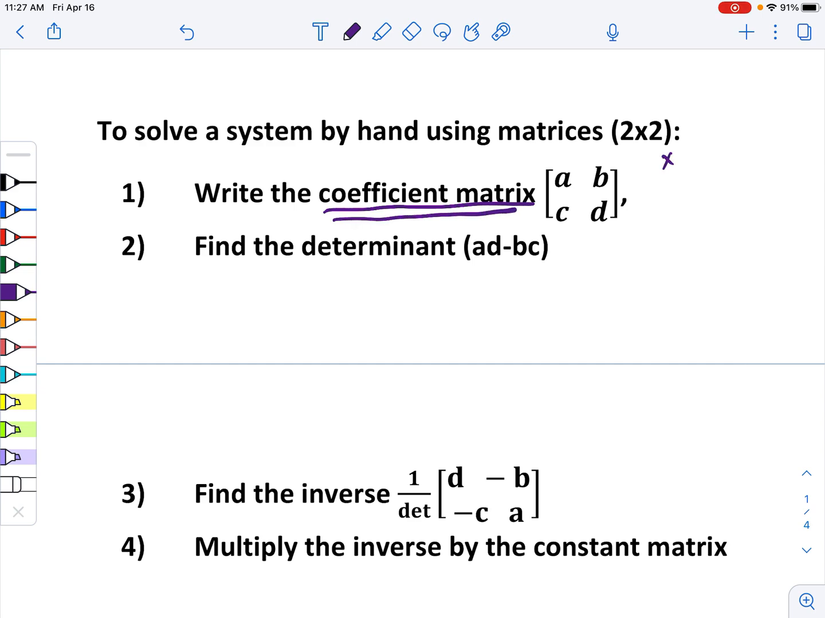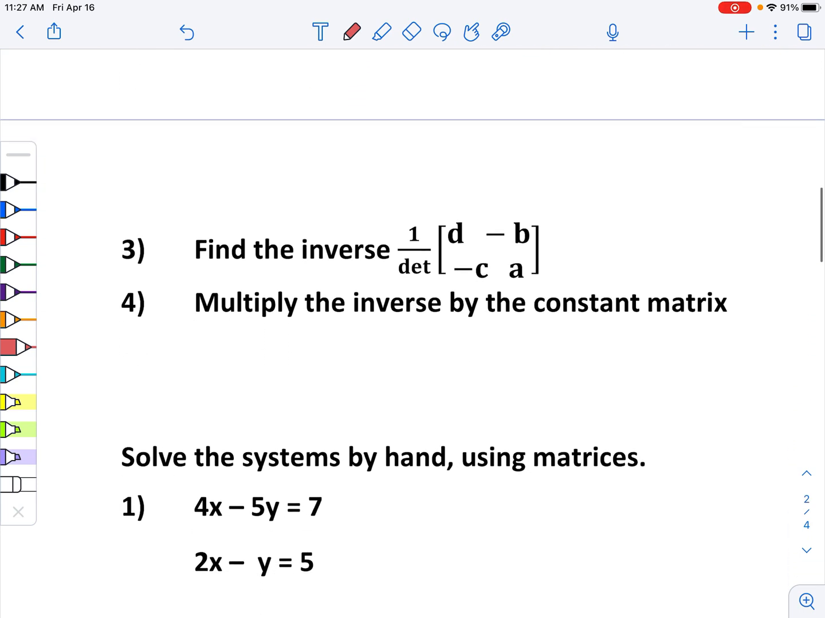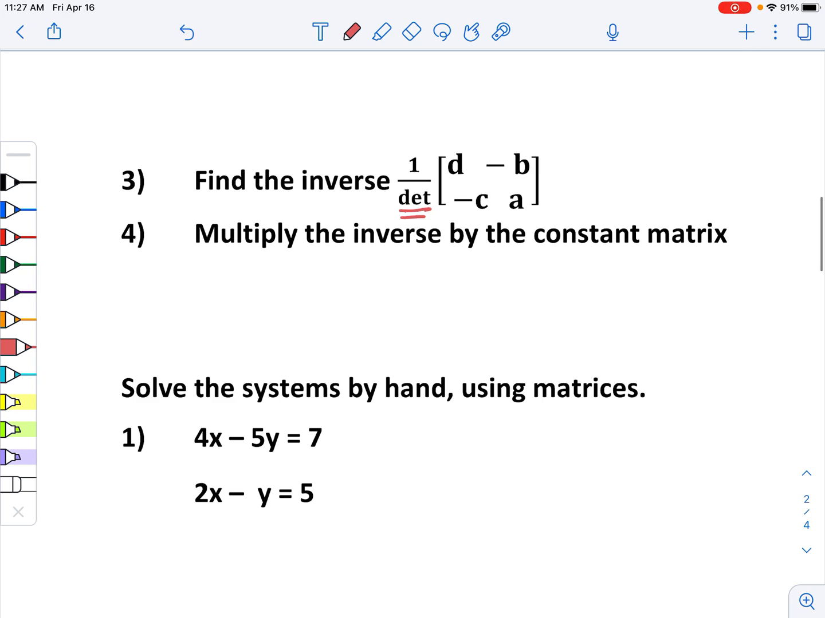Okay, key thing here is all equations should be in standard form. After that, we're going to find the determinant. Then we're going to find the inverse. But for the inverse, we take the determinant, and then we rearrange our values in the matrix to make it the inverse. And then we're going to multiply the inverse by the constant matrix.